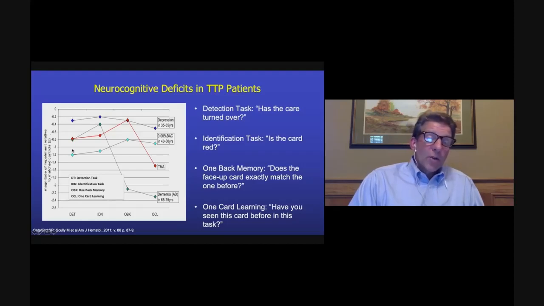And the lower you are on this scale, the more severely affected you are. And the red were the TTP patients. And something that we can all relate to here in the light blue is a blood alcohol content of 0.08%.